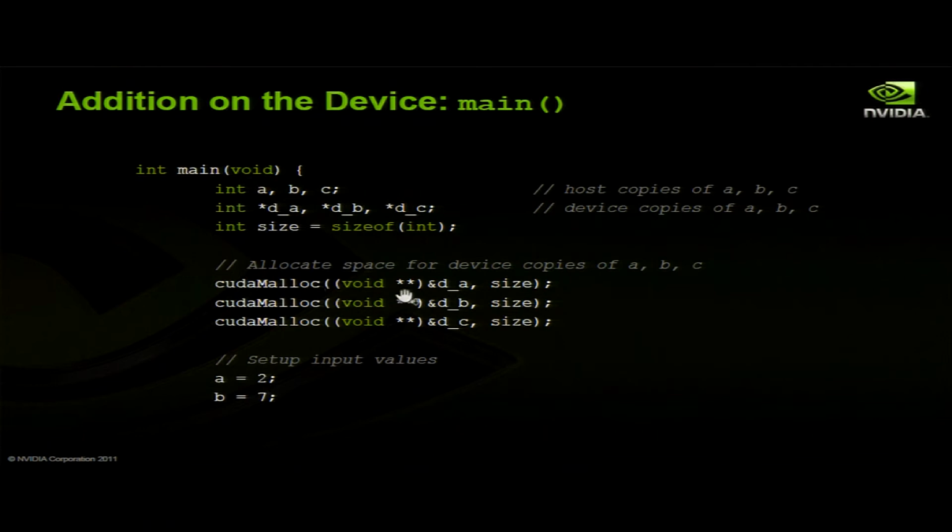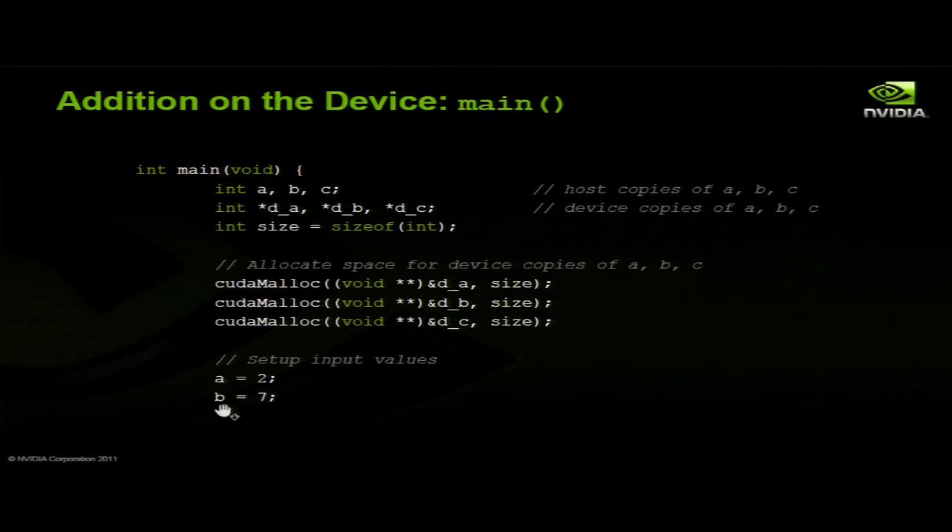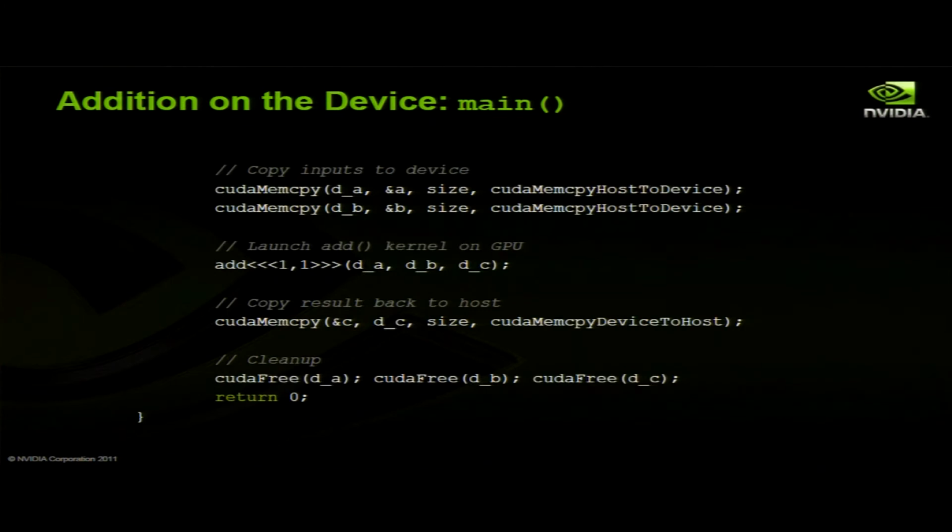cudaMalloc takes the pointer, which is d_A, and then you also have to tell it the size. Currently the size is only 1, so I am just adding one value. Even though it is just one value, we still have a pointer. This is very important: the GPU will only take a pointer in case you want to make some changes and bring them back to the CPU. You can see A equal to 2 and B equal to 7, I am just initializing them right now. And then what was the first step?